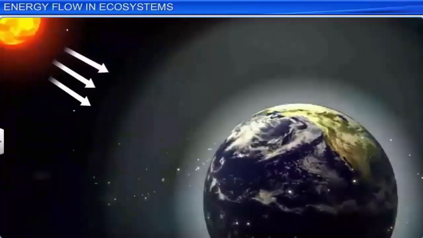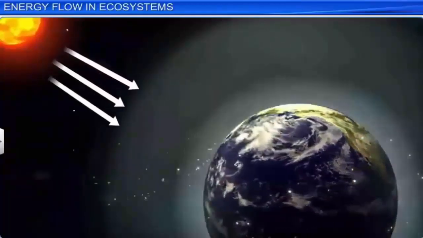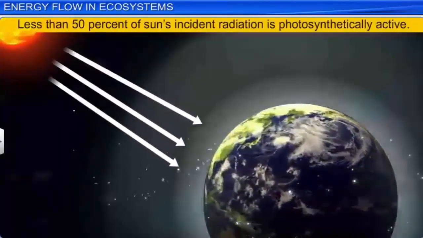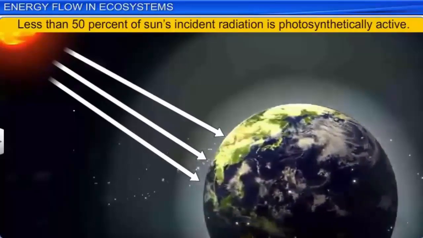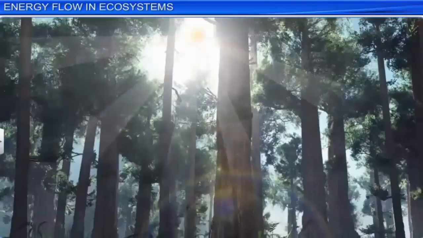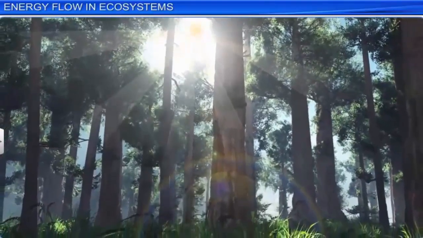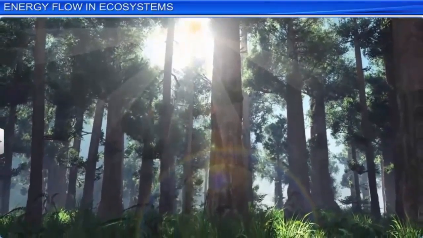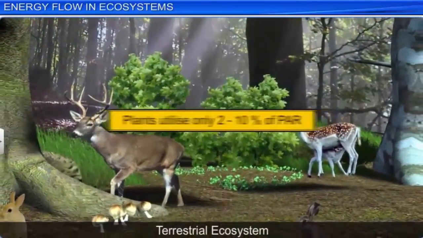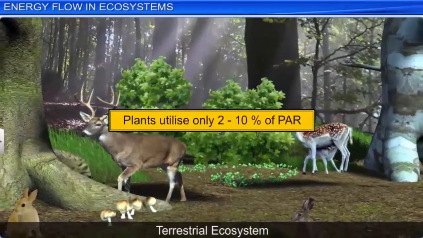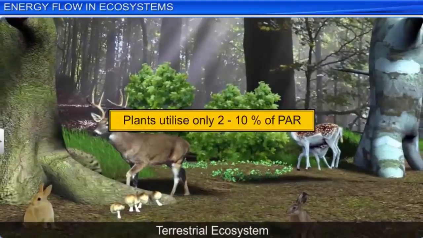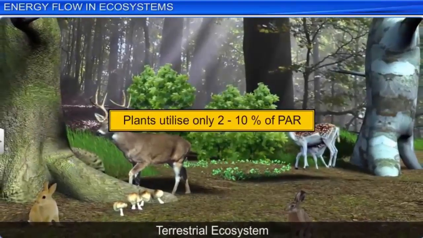Of the sun's incident radiation, less than 50% is photosynthetically active radiation, or PAR, which is the spectral range of solar radiation that can be used by green plants for photosynthesis. However, in reality, plants utilize only about 2 to 10% of PAR, and incredibly, this small amount of energy sustains the whole world.